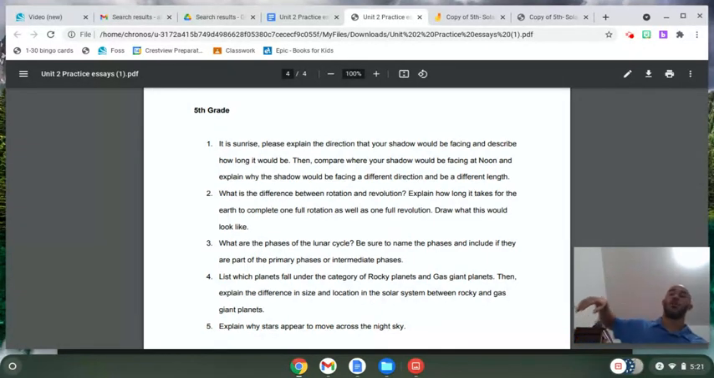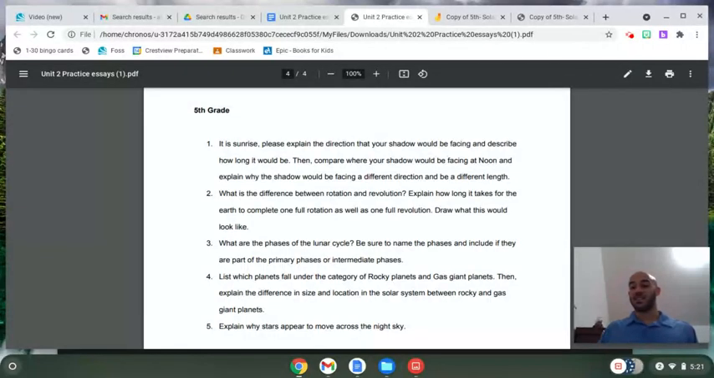So remember, the sun always rises in the east and it sets in the west. So our shadow will always be facing in the opposite direction. So if it's sunrise, that means the sun is slowly coming up in the east, and the opposite of east is west. So if the sun is rising in the east, our shadow would be pointing west. Okay. Now, it's also asking about how long it would be. So you have to understand that.